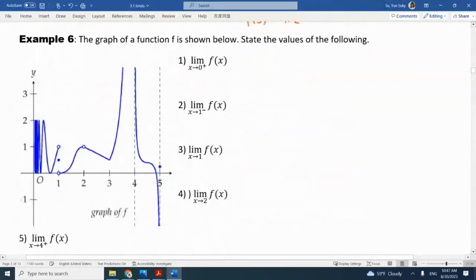Okay, let's do more. How about this graph? This graph is more complicated. Okay, let's see. Dylan, right? What is the limit when x goes to 0 from the right? Goes to 0 from the right. 0? Okay.